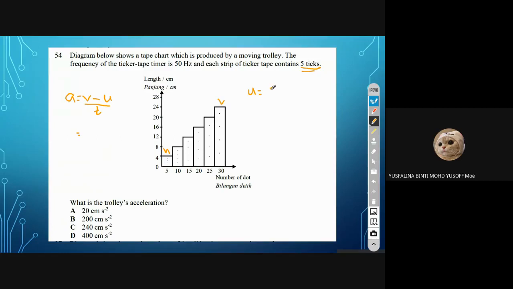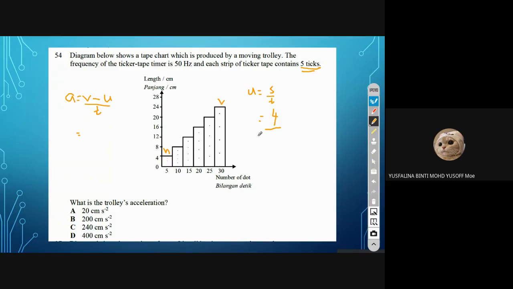For U, it is S over T, the displacement. The displacement is actually the length of the ticker tape, so it's 4. And then the time. How do you want to find the time? It says that each ticker tape contains 5 ticks, right?